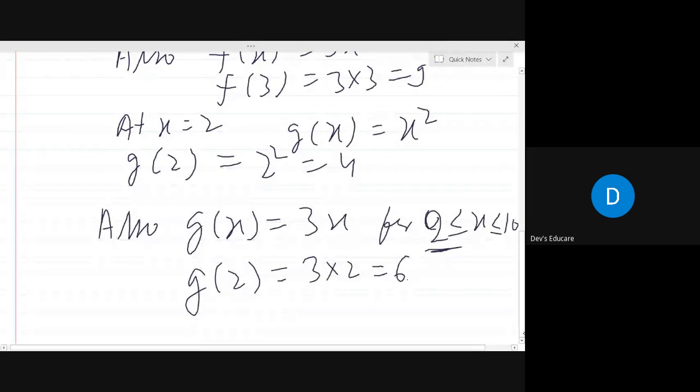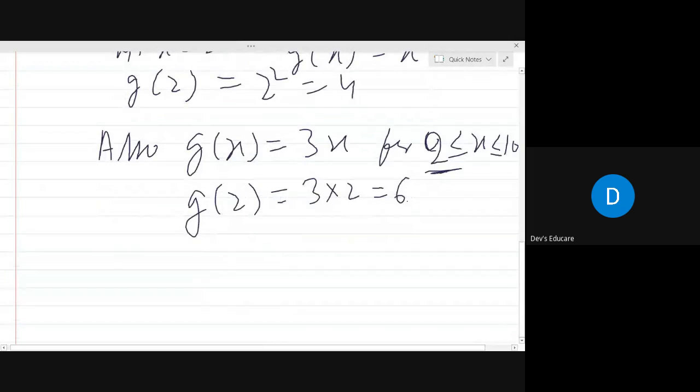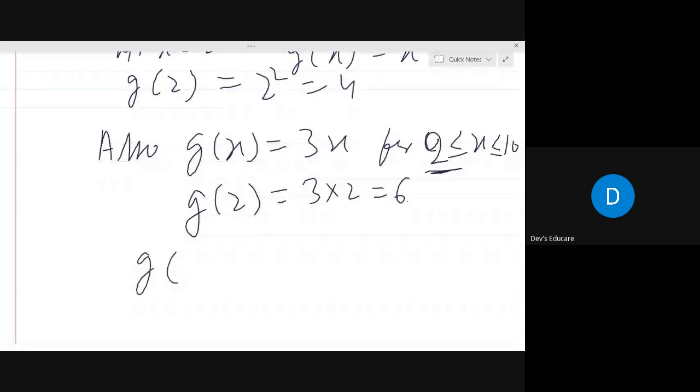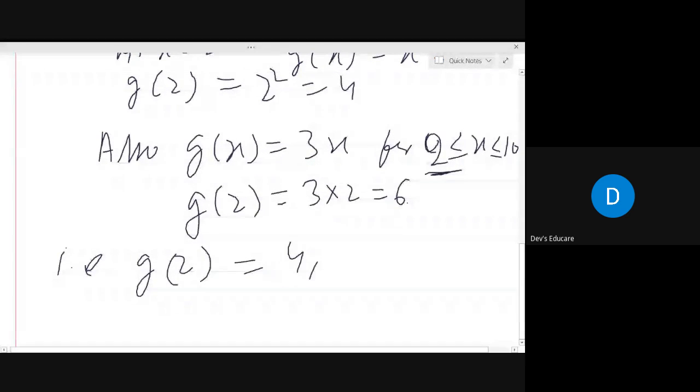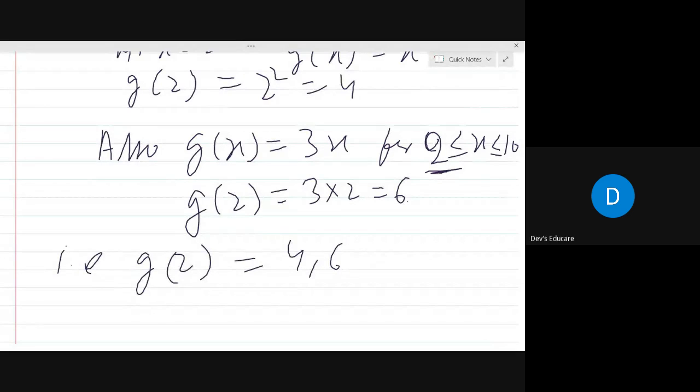We see that we have two values. That means we have two images of the function for just one pre-image, that is 2. That is, g(2) has two values, 4 and 6. Since it has two values, it doesn't have a unique image. And if the relation does not have a unique image, it cannot be a function. Yes, it is a relation, but it is not a function.